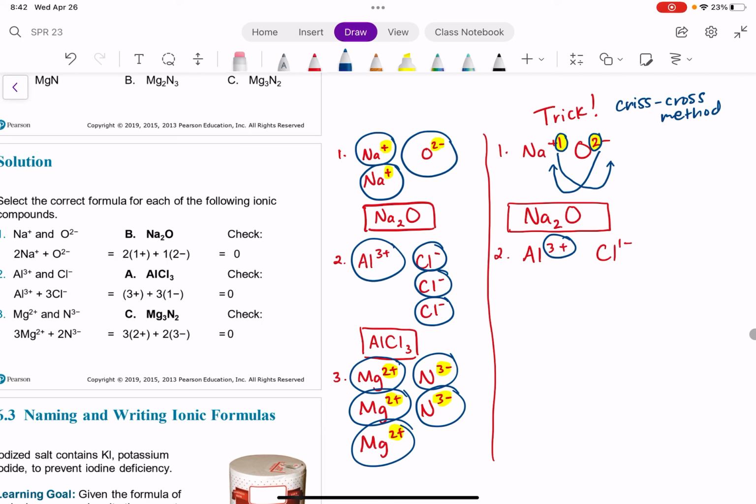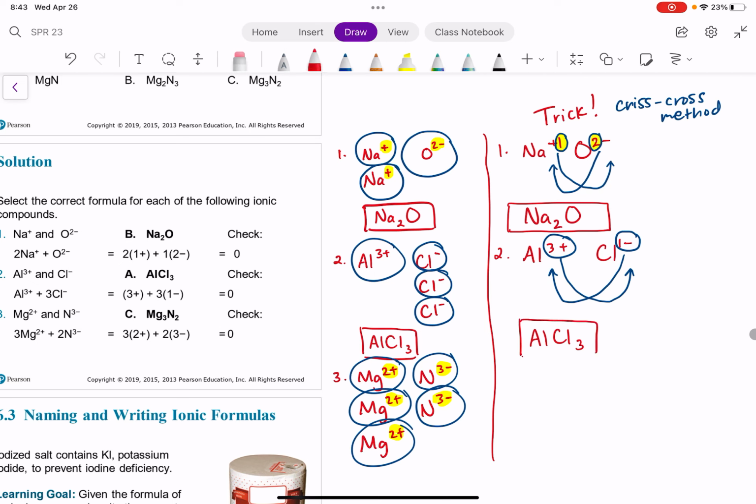Now we're going to take this one, crisscross it over here, and take this one and crisscross it over here. And we're going to get what? Try it out. Al, what's the number on the right with chlorine? 1. Cl, what's the number on the left? 3. AlCl3. Is that the same thing we got? Yeah, it is. So this always works if you do it correctly. Okay, choo choo.